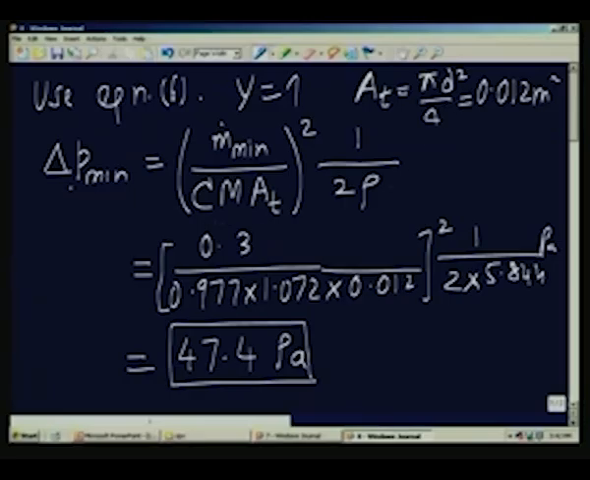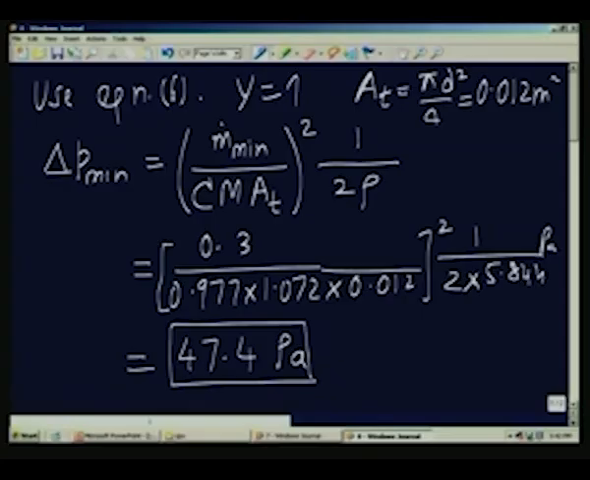So the delta P developed by the Venturi when the Reynolds number has the minimum value of 10 to the power of 5, corresponding to a mass flow rate of 0.3 kg per second, is given by this formula: m dot minimum divided by Cm into EAT, whole square, divided by 2 rho. This formula is obtained from the characteristic of the Venturi, and C, m is already determined. All I have to do is plug in all those values.